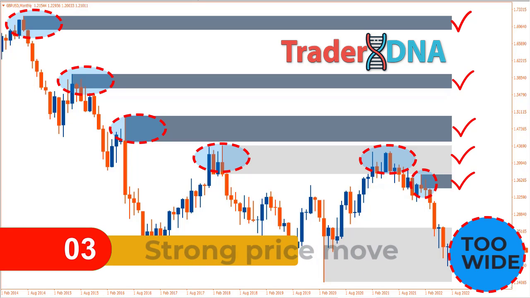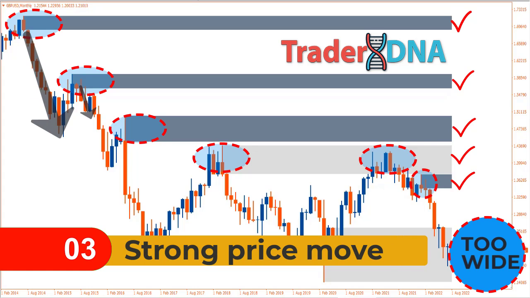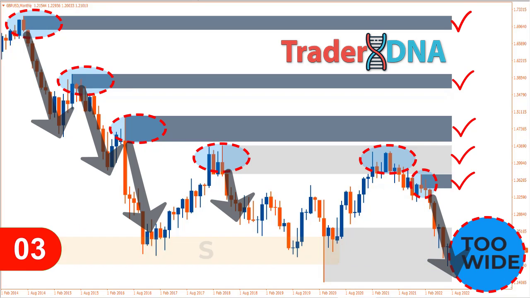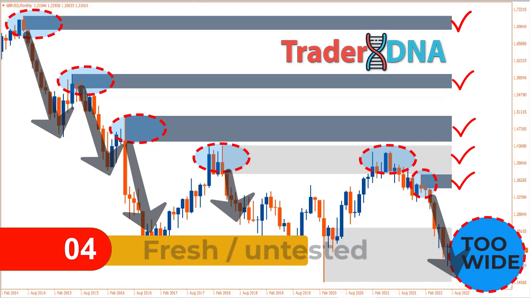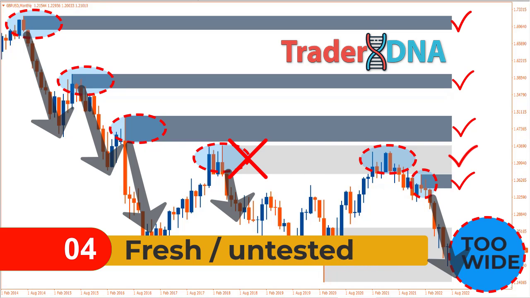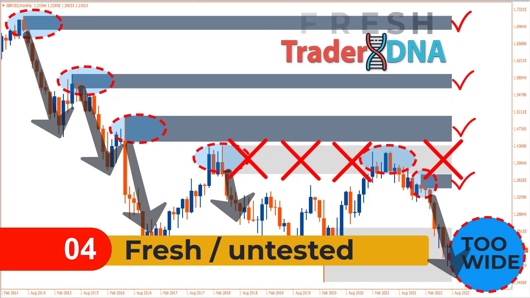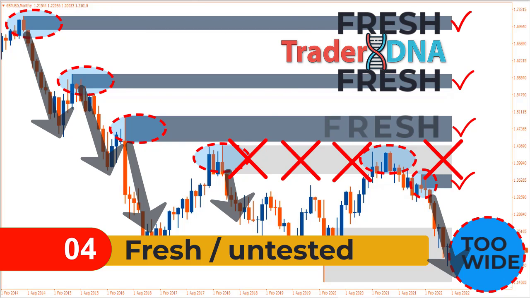Third, strong price move. What we want to see in the breakout candle is an extended range candle. This shows a strong price move that has significance. Fourth, fresh or untested. The best zones are when the price has not revisited it since the breakout. Just like support and resistance, the more times supply zones and demand zones are tested, the more likely they are to fail.